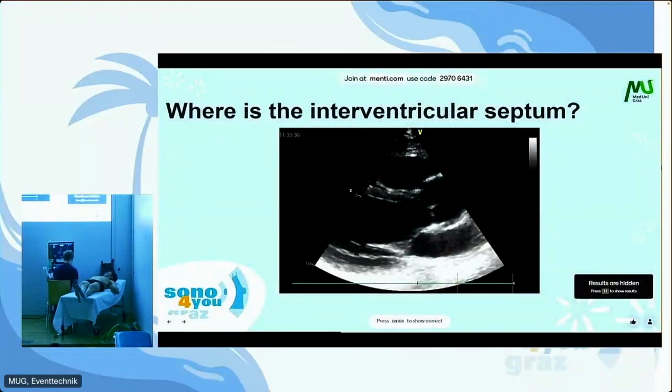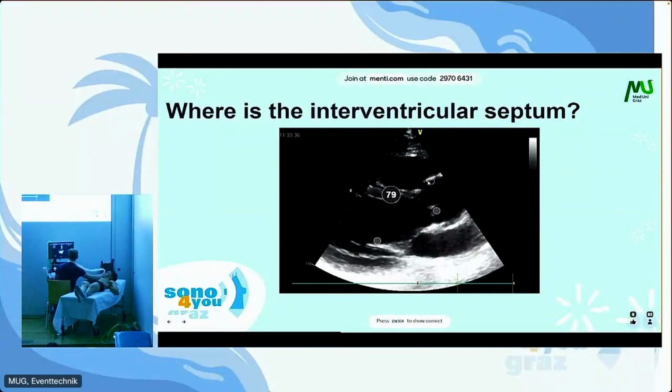You can put on the device a pin down. Where is the interventricular septum in this parasternal long axis? Oh, wow. Yeah, that's correct.